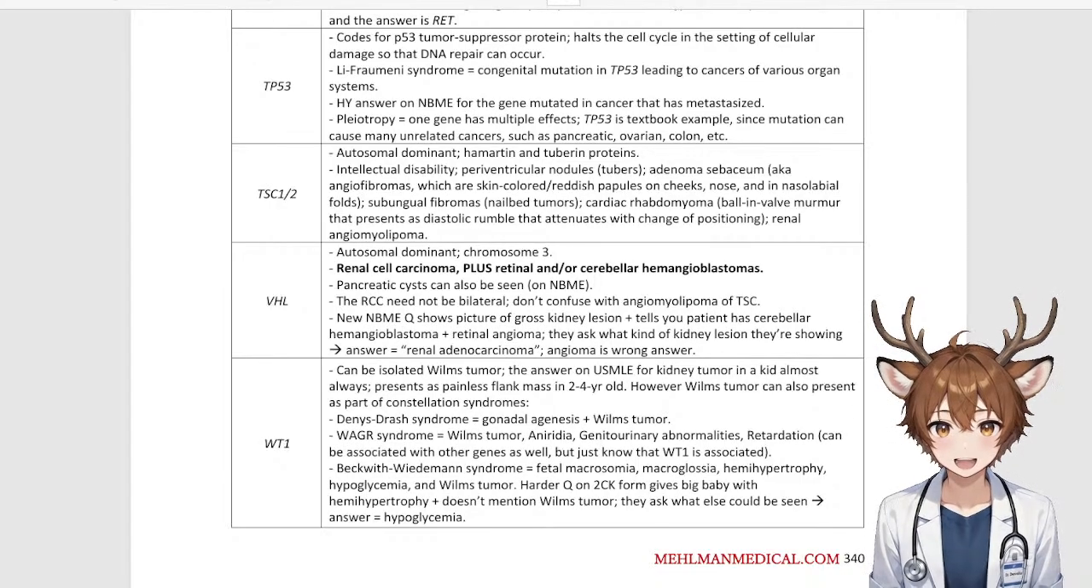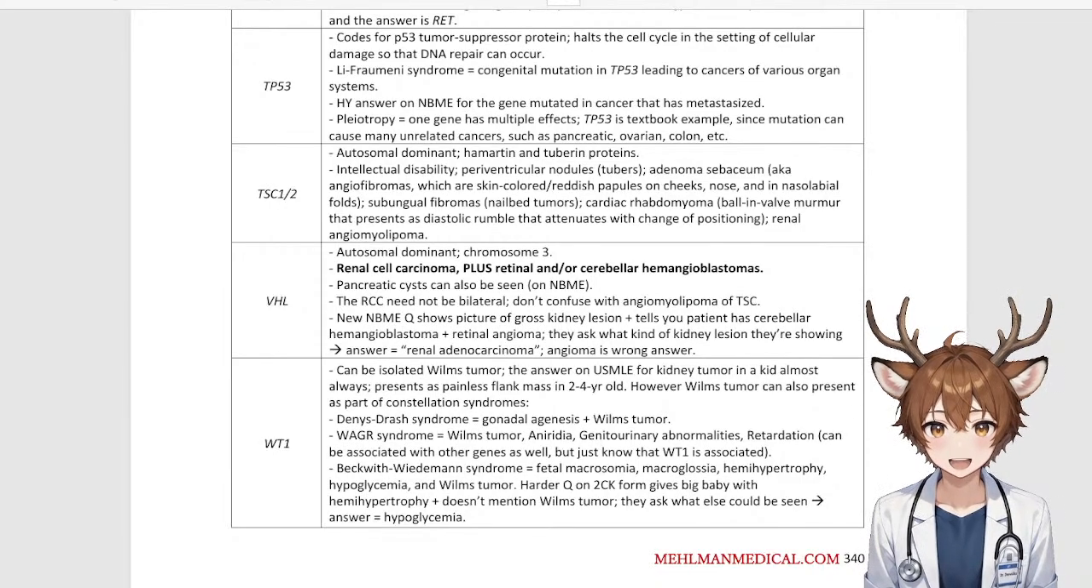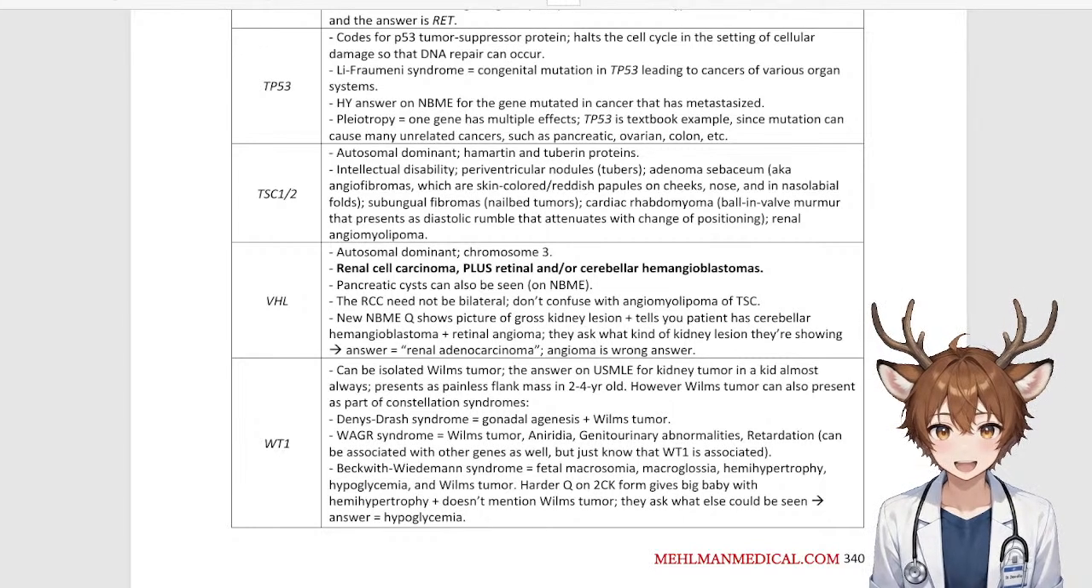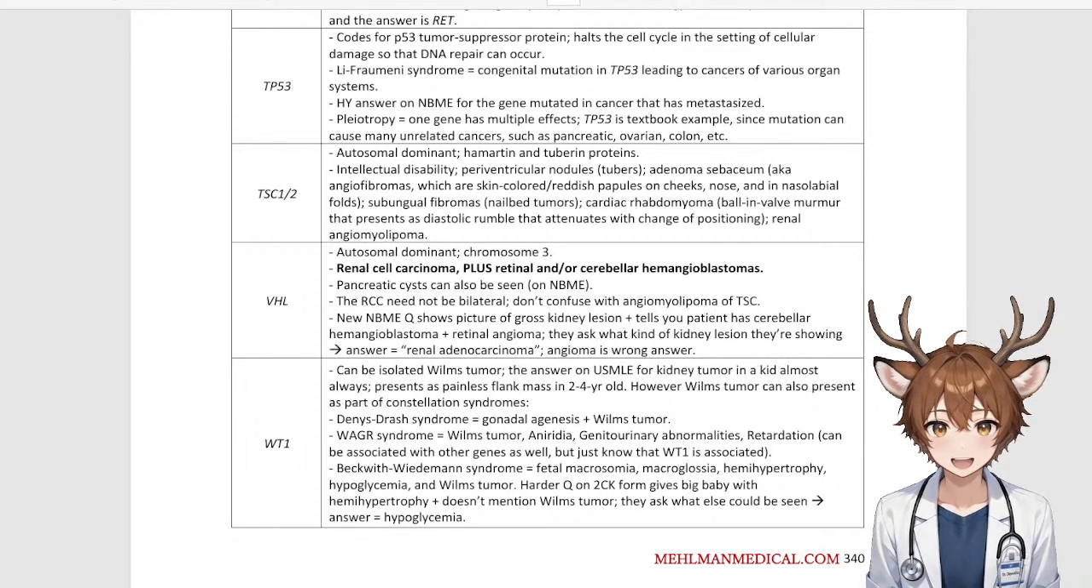Pleiotropy, one gene has multiple effects. TP53 is a textbook example since mutation can cause many cancers such as pancreatic, ovarian, colon, etc.